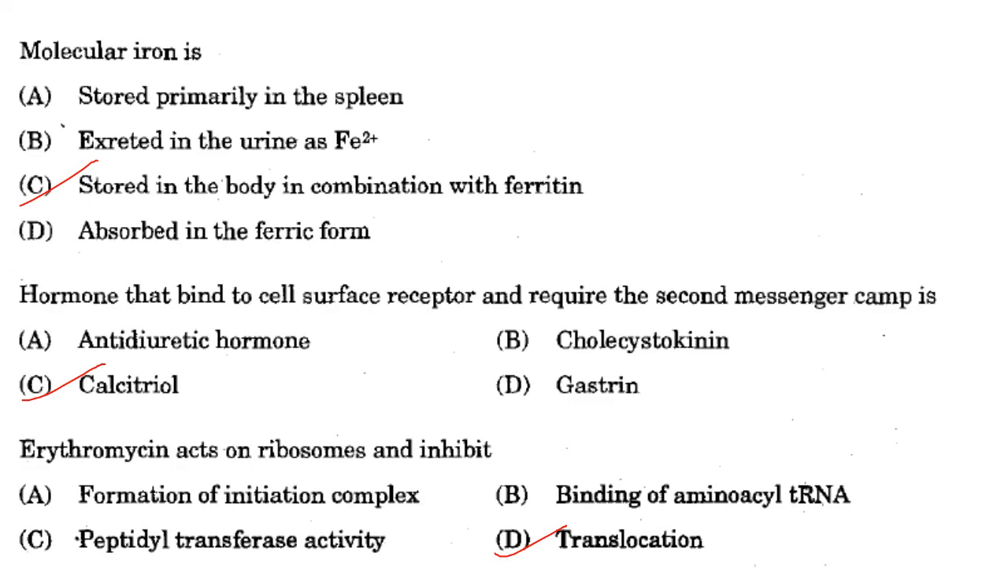Then next one, molecular iron is stored in the body in combination with ferritin. Answer is option C. Then hormone that binds to cell surface receptor and requires the second messenger cAMP is? Answer is option C, that is calcitriol. Then erythromycin acts on ribosomes and inhibits translocation. Answer is option D.